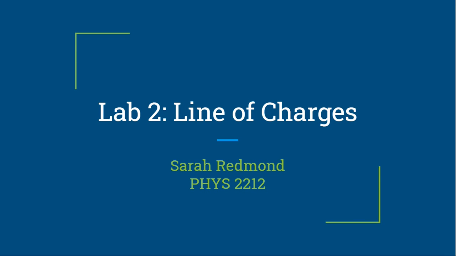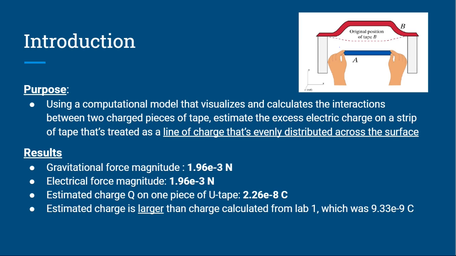Lab 2, line of charges. The purpose of Lab 2 is to use a computational model that visualizes and calculates the interactions between two charged pieces of tape in order to estimate the excess electric charge on the piece of tape by treating the tape as a line of charge that's evenly distributed across the surface of the tape.